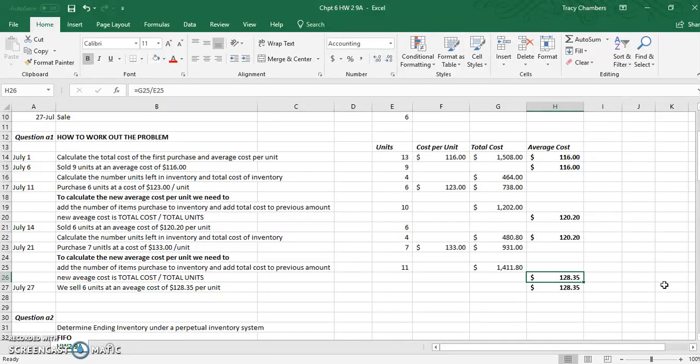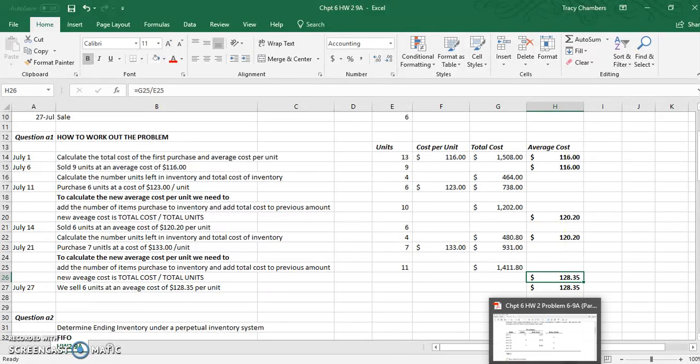And for the new average cost, we take our total cost divided by units, which gives us an average cost of $128.35. On July 27th, we sell 6 units at an average cost of $128.35 per unit. You'll see here that the average cost stays the same through 2 transactions. That's because it will only change when we purchase new items. So it will stay at that average cost until we purchase new items.